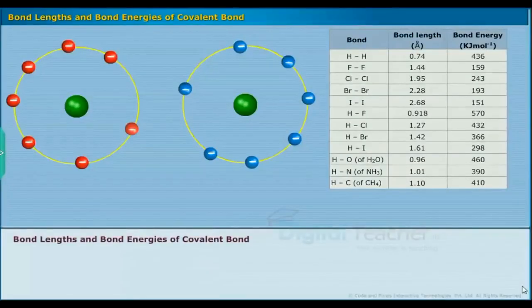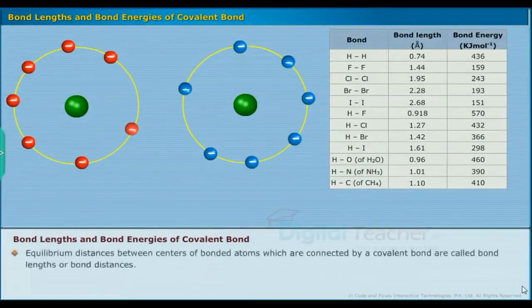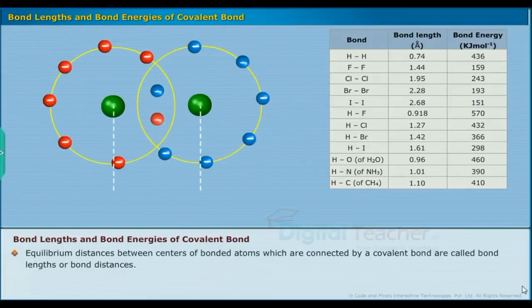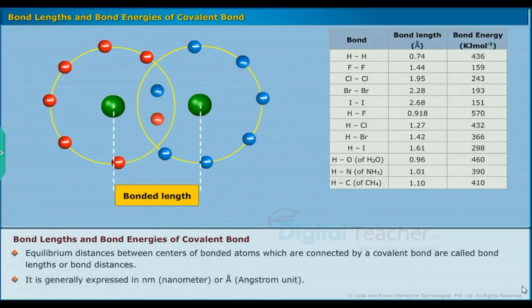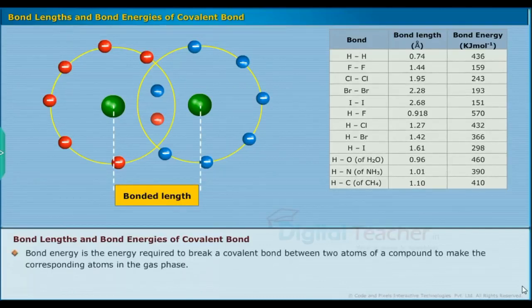Bond lengths and bond energies of covalent bond. Equilibrium distances between centers of bonded atoms which are connected by a covalent bond are called bond lengths or bond distances. It is generally expressed in nm, nanometer, or angstrom units. Bond energy is the energy required to break a covalent bond between 2 atoms of a compound to make the corresponding atoms in the gas phase. This bond energy is also called bond dissociation energy.